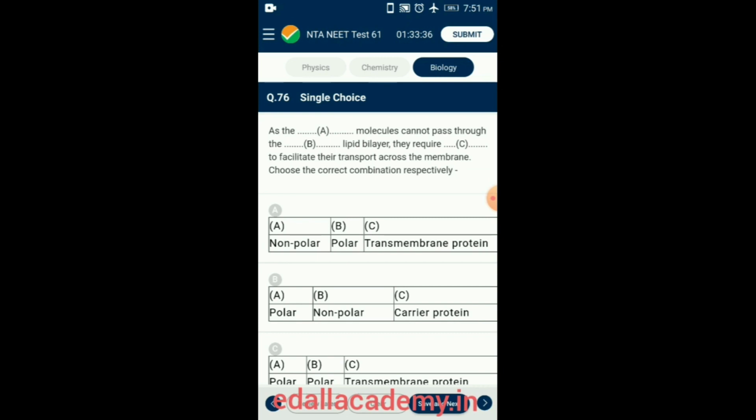Question number 76. As the dash molecules cannot pass through the dash lipid bilayer, they require dash to facilitate their transport across the membrane. Choose the correct combinations respectively.